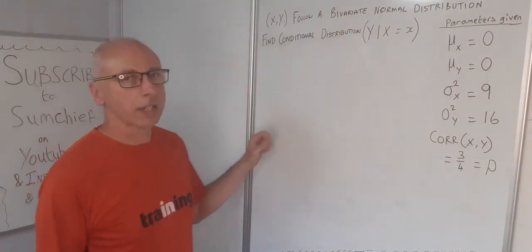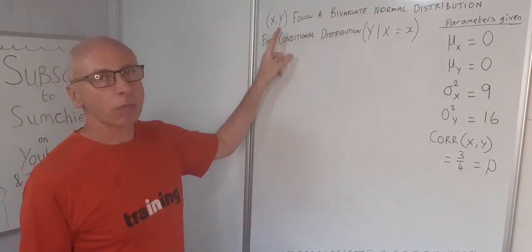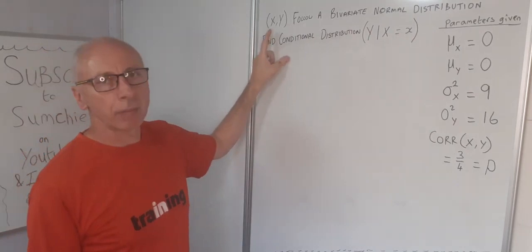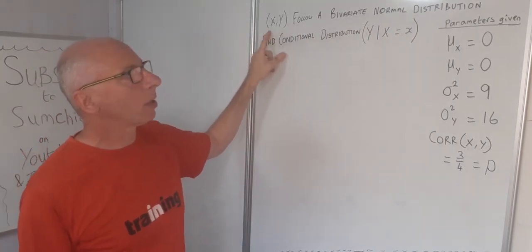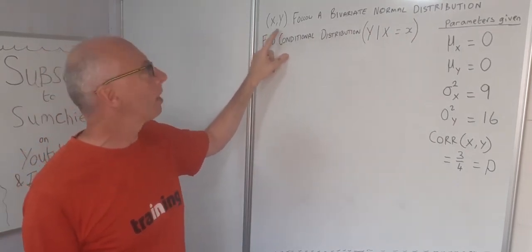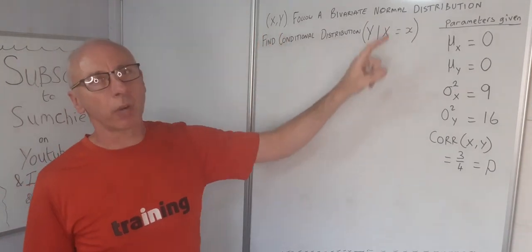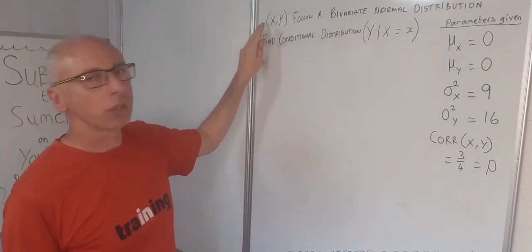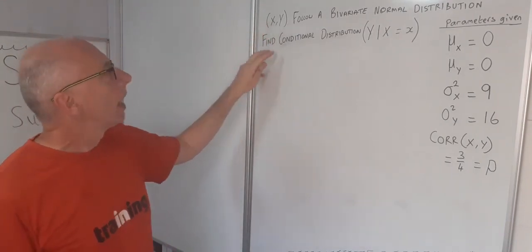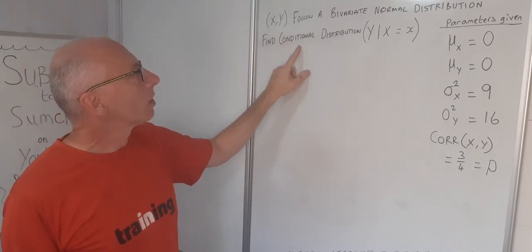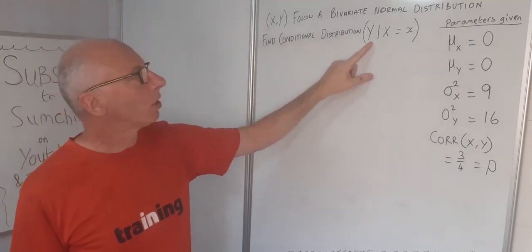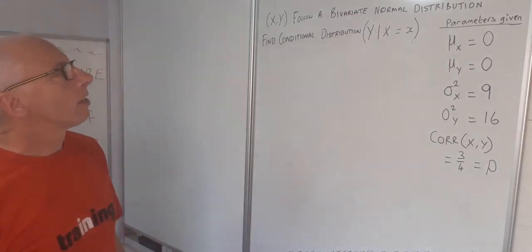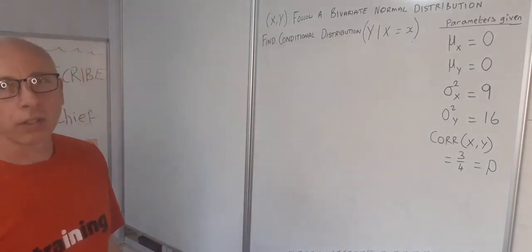So we're going to look at some statistics, and we're going to see here that X and Y follow a bivariate normal distribution. Now all that means is that X and Y are both individual random variables, and they both follow a normal distribution. And here we're going to try and combine something with the two random variables. And what we're actually looking for is to find the conditional distribution of Y given that X equals x. So how are we going to go about doing that?